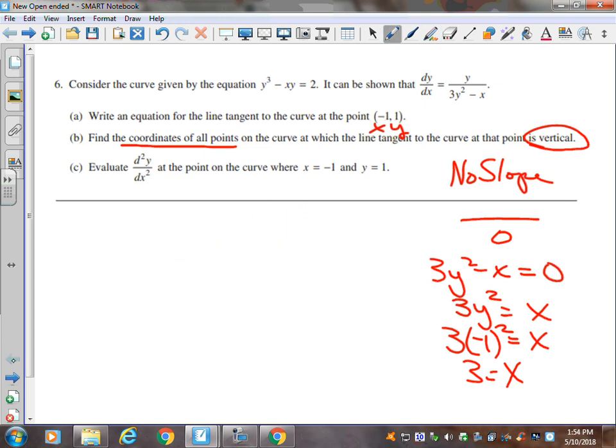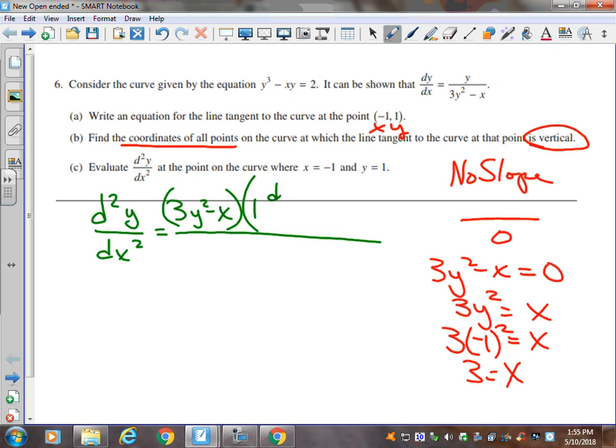Isn't that a quotient rule up there? Okay. So the second derivative of y with respect to x is going to be equal to, don't you write down the denominator and take the derivative of the numerator. Everybody agree? Only after you get the formula set up. Yeah. So what is the derivative of y? 1. And the notation is 1 dy over dx. Because that was y. And anytime you take the derivative of y, it always ends up being dy over dx.